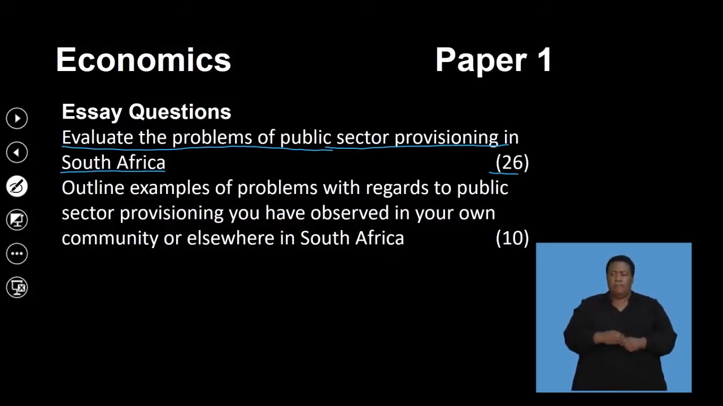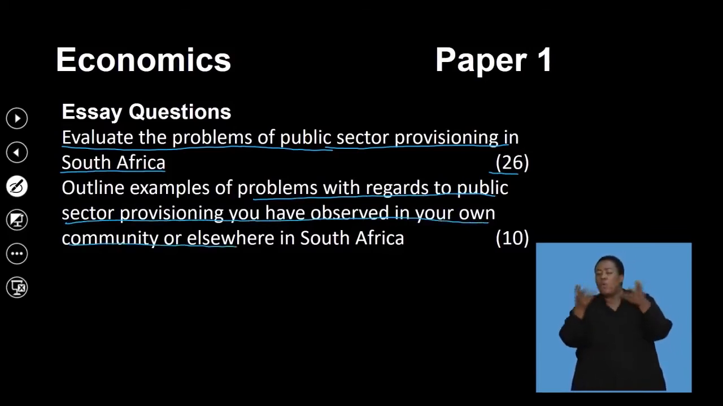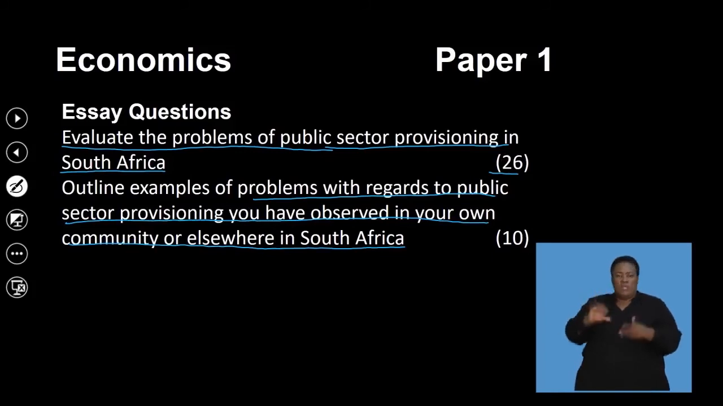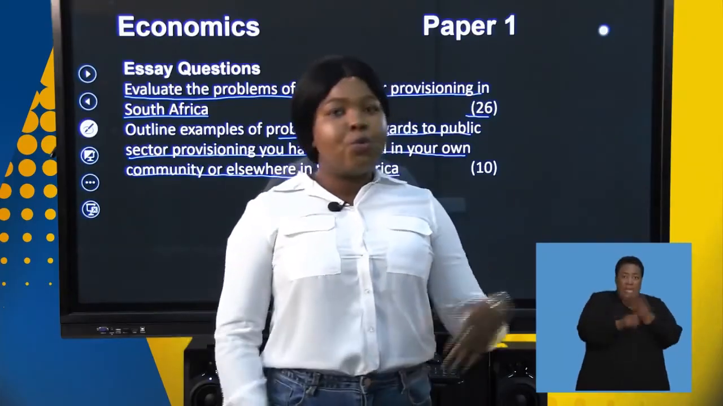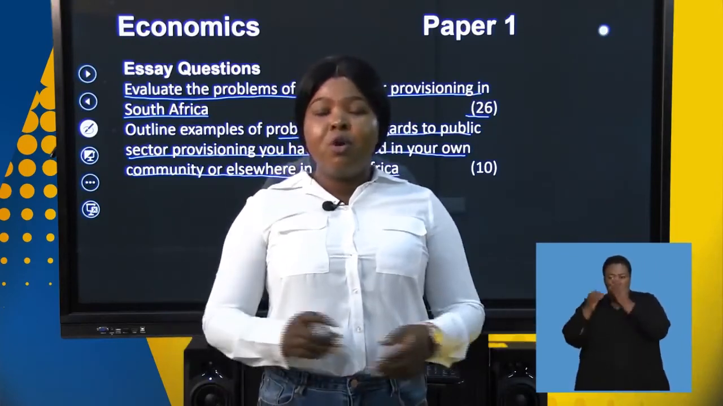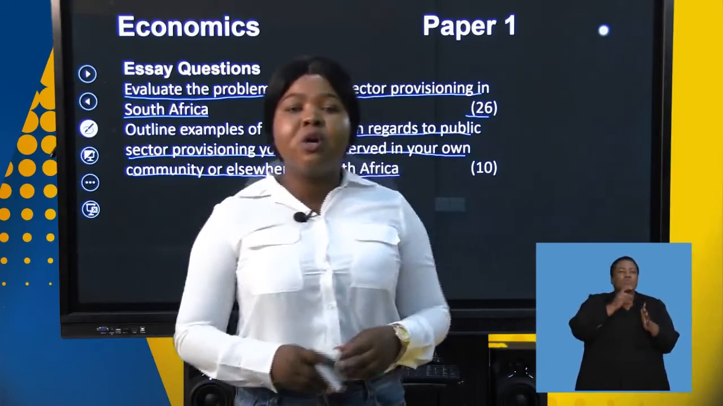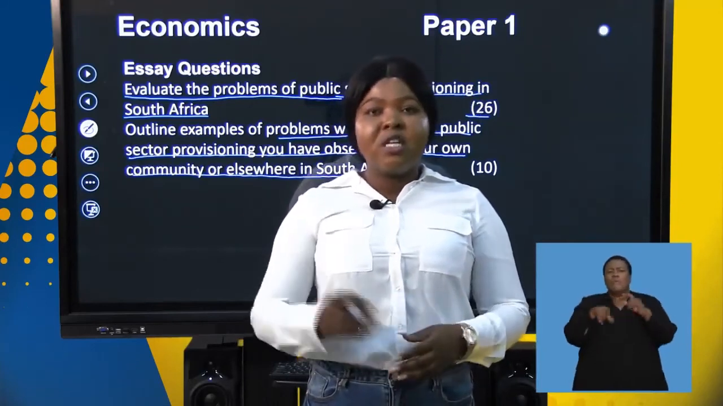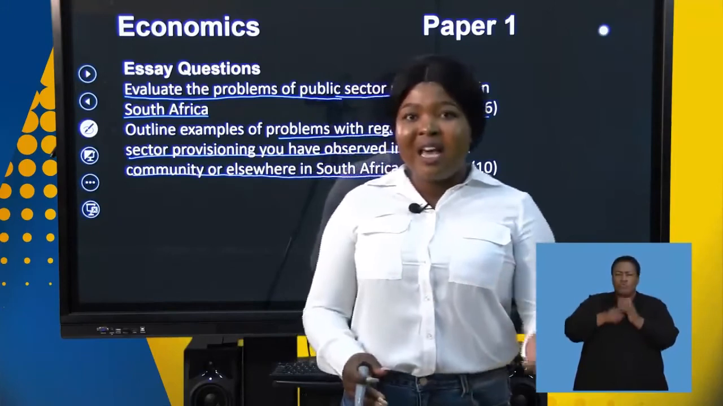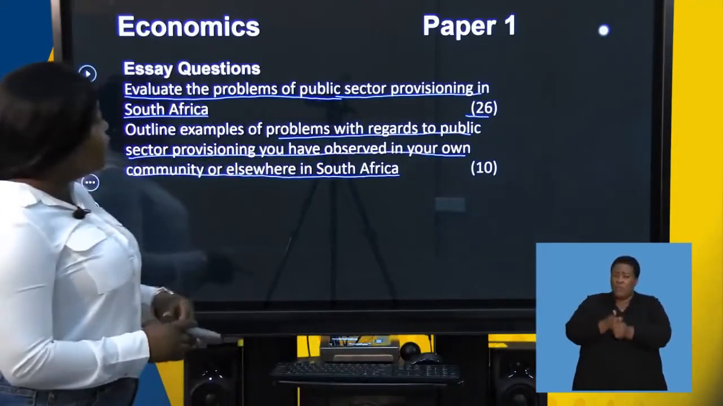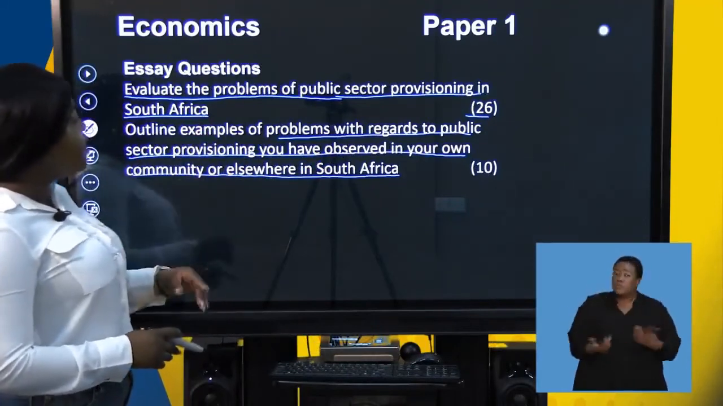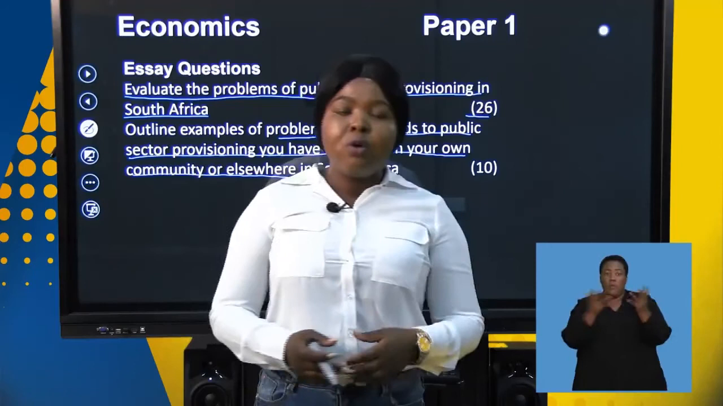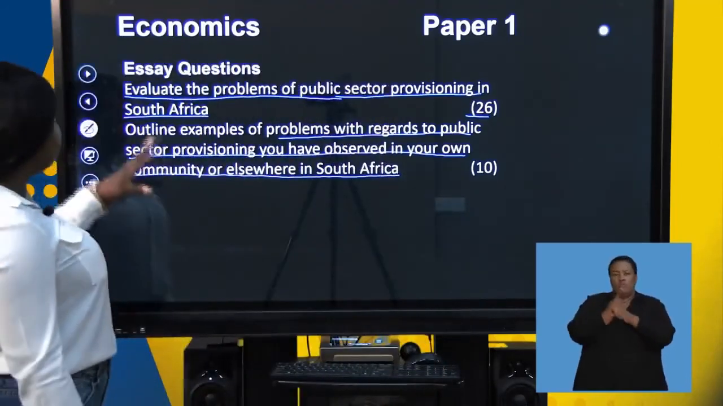Then outline examples of problems with regards to public sector provisioning you have observed in your own community or elsewhere in South Africa. So typically, this is a question that requires you to link what is happening in our economy to what we learn at school. So you can even give an example of things that you have observed in your community. You can talk about corruption, you can talk about bureaucracy, where sometimes the service providers are hell-bent on following rules and other things instead of giving the service. So whatever you have observed in your community, as long as you are able to back it up with examples, you might be safe with your answer there.